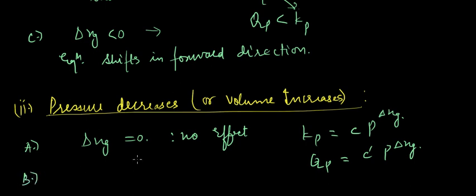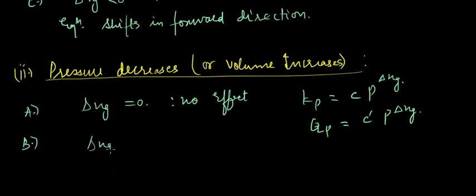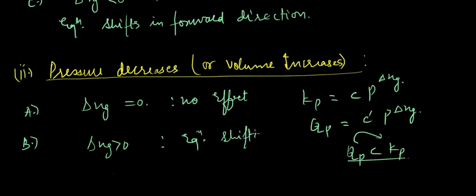Second point is what happens when delta ng is positive. Now delta ng is positive and pressure is decreasing, so this implies that Qp would go lesser than Kp. As a result, more products would be getting formed, hence the equilibrium will be shifting in the forward direction.